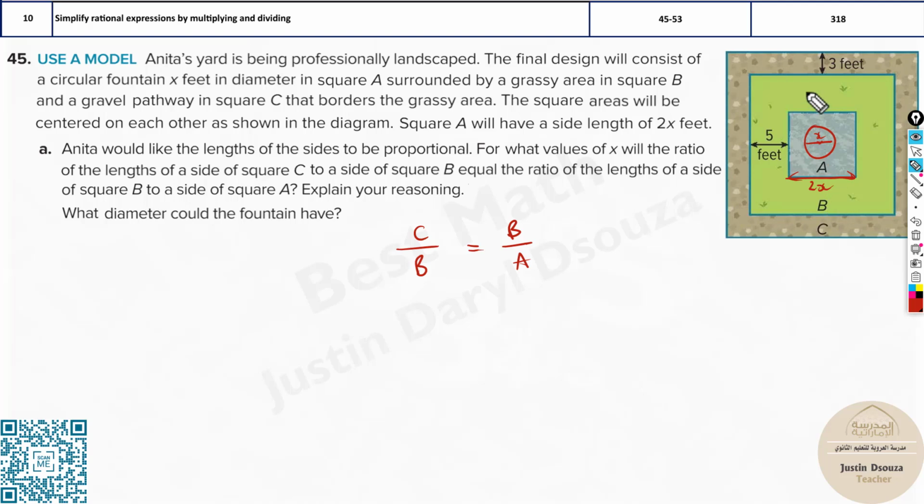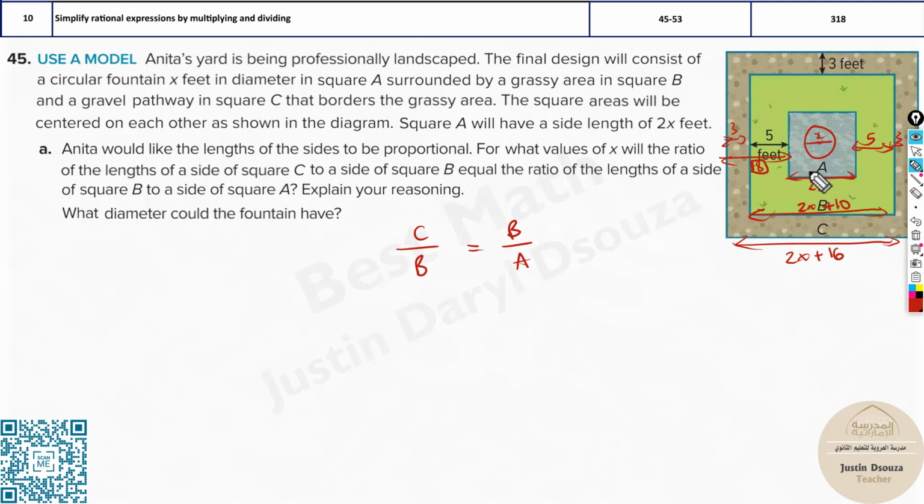Now let us write the side lengths. This is 2x. This is 5 here, so there is another 5 on the other side. And 3 here means 3 over there as well, the gravel path. So it's 2x plus 5 and 5, which is 10. Now the total over here would be 18, sorry, 8, isn't it? It is 8. So 2x plus 8 and 8 will be 16. So the outermost will be 2x plus 16. Or you can write 2x plus 10 plus 6. It will be 2x plus 16.